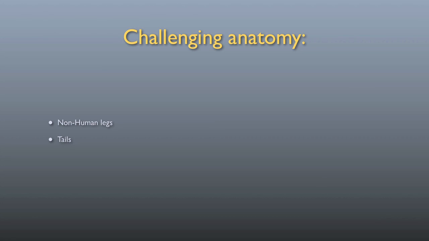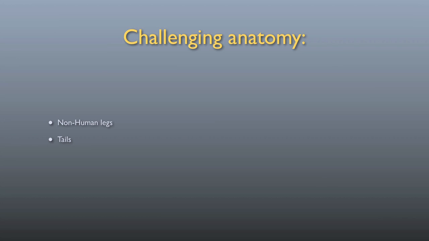Tails. Lots of creatures have tails. There's all sorts of different tails. You can have long tails, you can have multiple tails, tails with multiple branches, which I've worked on projects where we had a creature with a prehensile tail that had multiple branches on the end, and each one of those could be controlled independently.